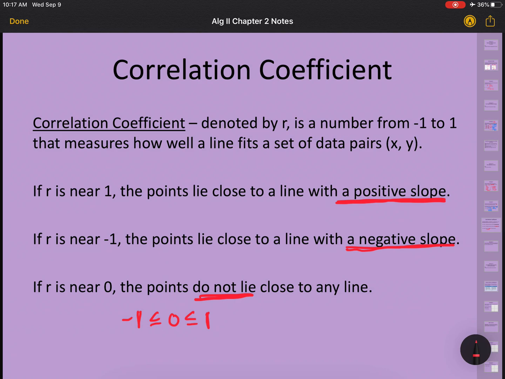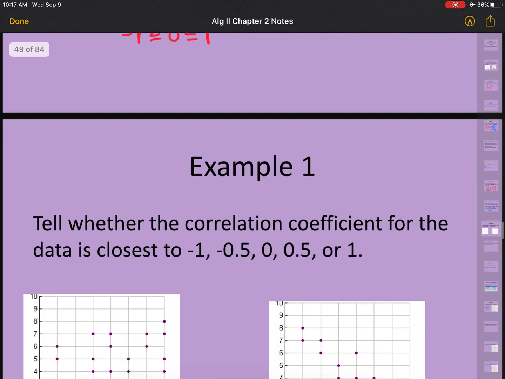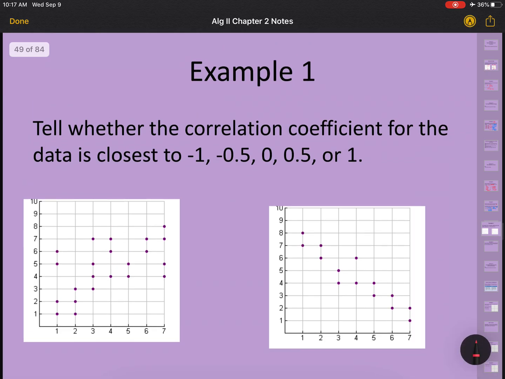We could have between 0 and -1, so like -0.5. Or it's kind of like following a negative shape or slope. We could also have a half, which is between 0 and 1. Okay, where it's kind of following a more positive slope. So for example, see if these have a correlation coefficient closest to -1, -0.5, 0, +0.5, or +1.